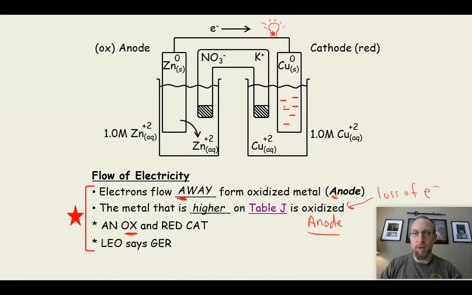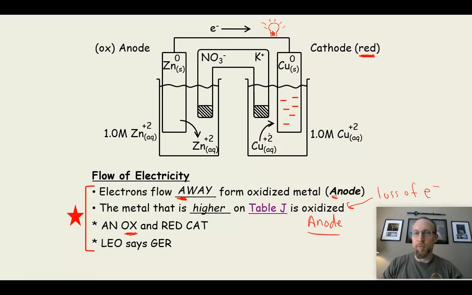I want some of those electrons because I'm positively charged, so I'm attracted to those negatives. I'm going to go over and pick up those electrons. So what is a gain of electrons? Reduction. So this is where the reduction takes place.